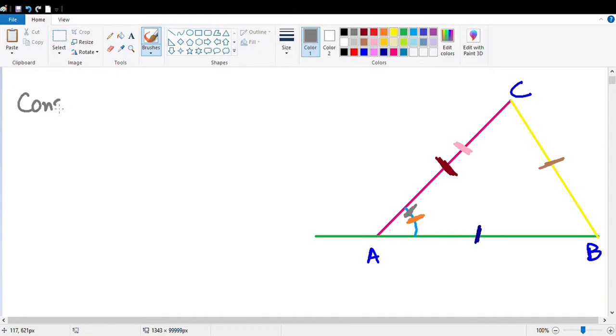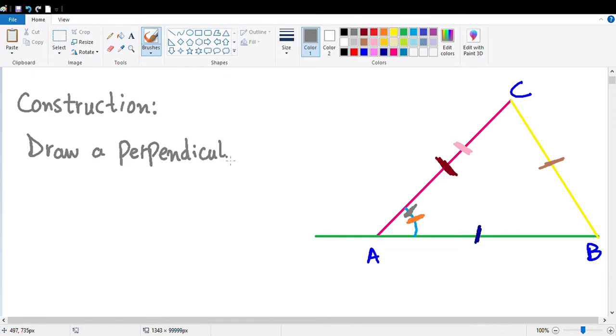So our construction. Okay, what are we going to do first? We're going to do the same thing as we did in the previous theorem. In the previous theorem I used the same triangle, so we're going to do the same thing we did. We drew a perpendicular from point C, if you guys remember. I think you do if you watched my video. If you didn't, seriously, go right now, stop this, go watch that, and then come back to this.